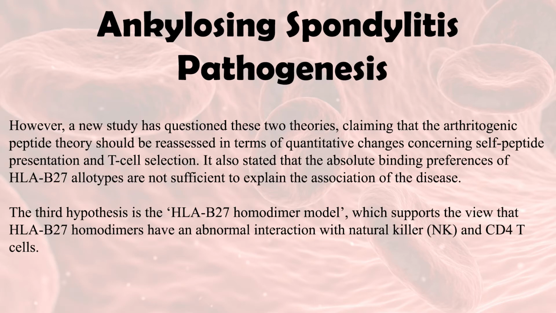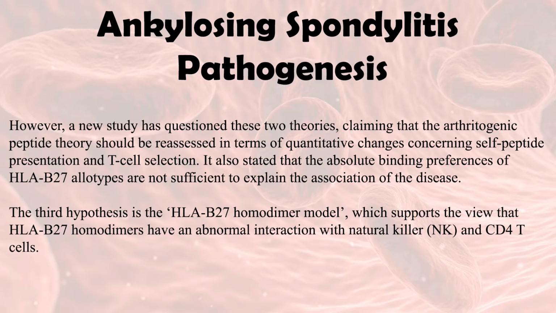However, a new study has questioned these two theories, claiming that the arthritogenic peptide theory should be reassessed in terms of quantitative changes concerning self-peptide presentation and T-cell selection. It also stated that the absolute binding preferences of HLA-B27 allotypes are not sufficient to explain the association of the disease.